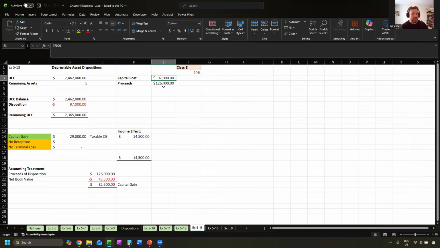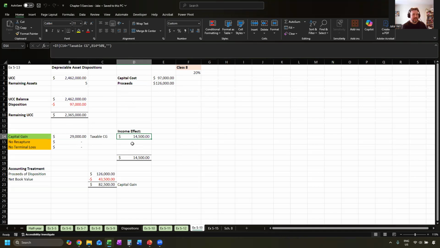97,000 is smaller than 126,000, so that will be subtracted. The capital gain occurs when proceeds are more than capital cost. So this is a difference of $29,000. That gets added to income, 14,500.